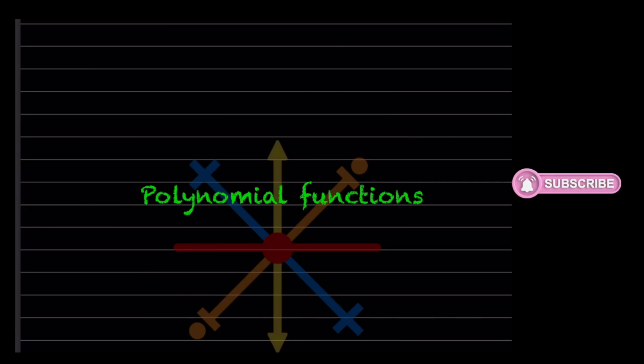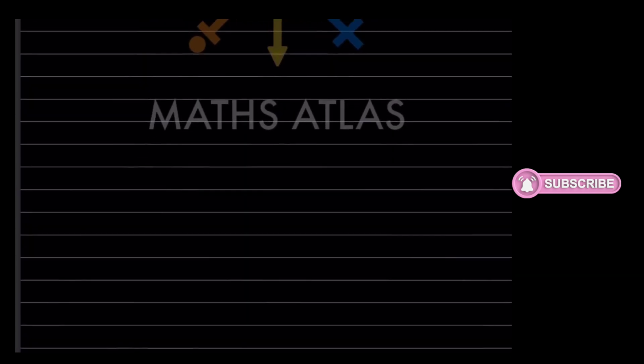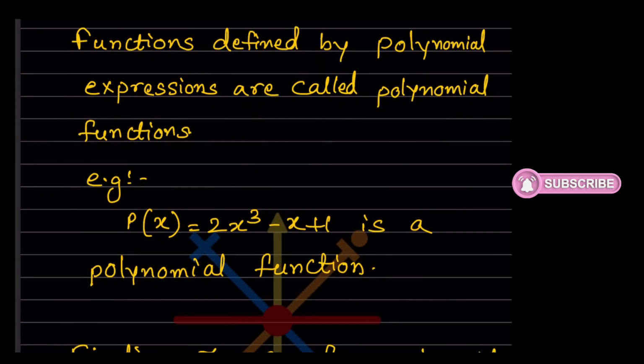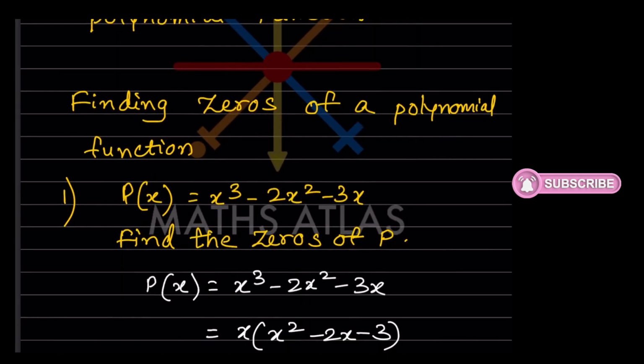So today we are going to see the topic that is polynomial functions. In this one, what is that? Functions defined by polynomial expressions. What is a polynomial function? The functions defined by polynomial expressions are called polynomial functions. For example, p of x is given as 2x cubed minus x plus 1. This is a polynomial function. Now let us see how to find the zeros of a polynomial function.